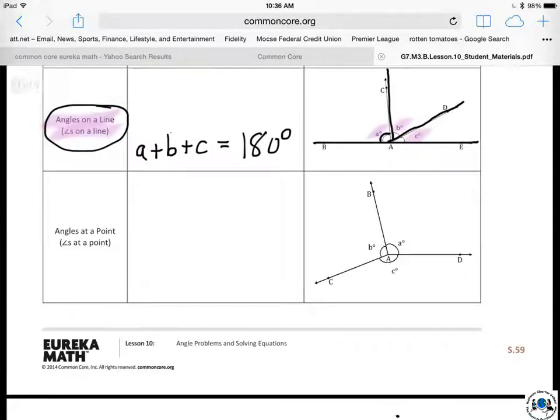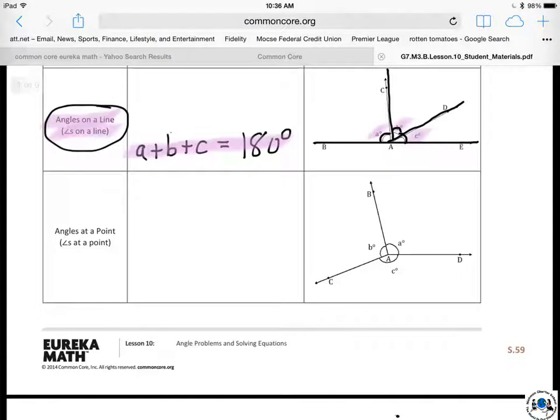Okay, we've created angle A, angle B, and then angle C here. They can be named differently, but these are all going to equal 180. I know some of you know this already, but it's an important fact to remember: the sum of the measures of any angles that share a ray and form a line is 180 degrees.